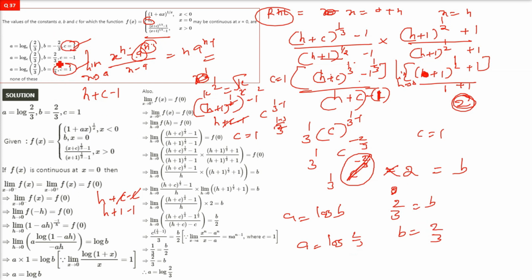We have taken c equals 1. So a and b are matching. a is log 2 by 3, b is 2 by 3. So this is the answer. Okay.